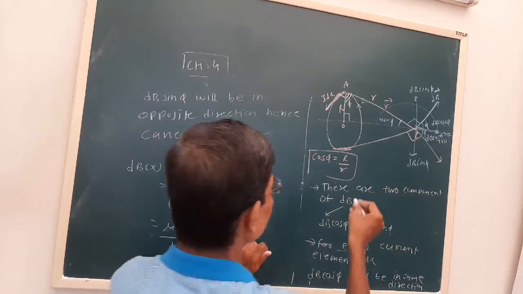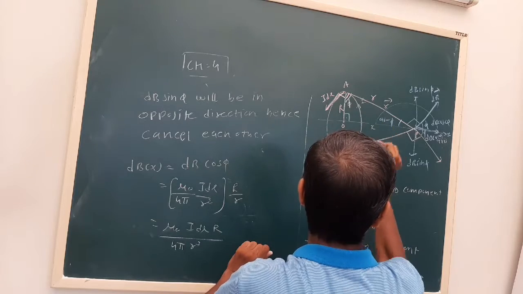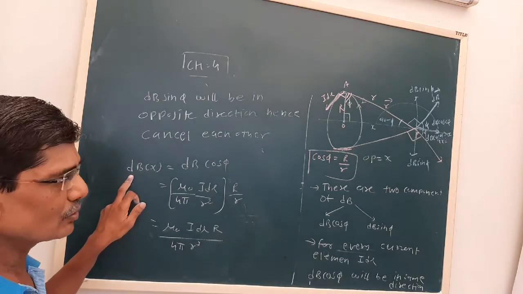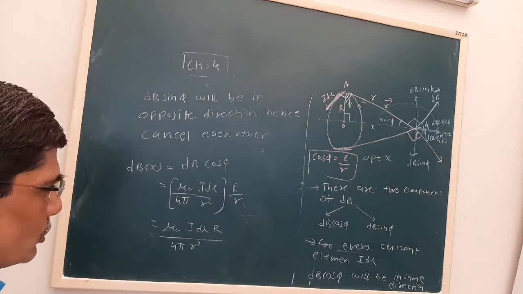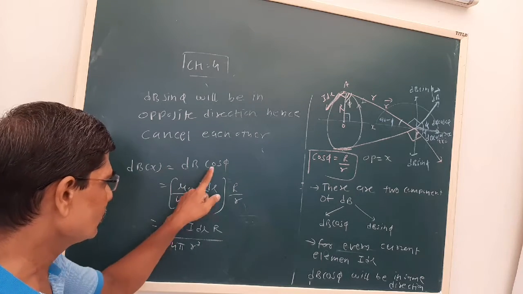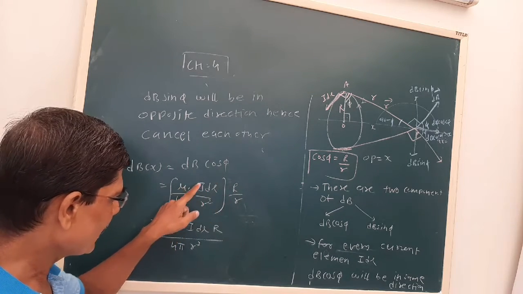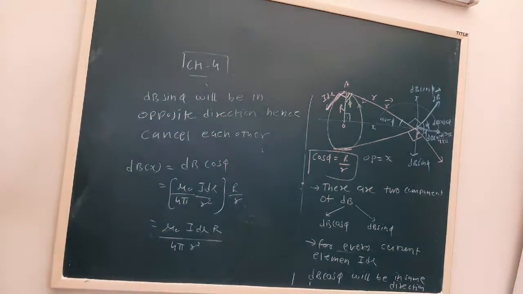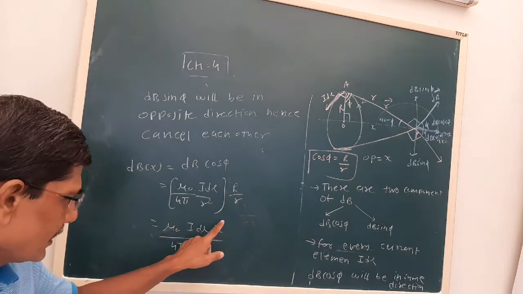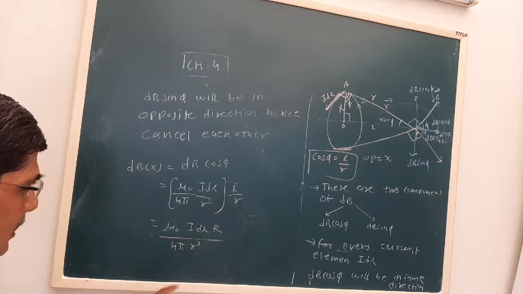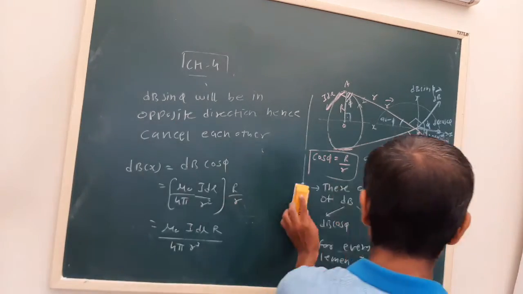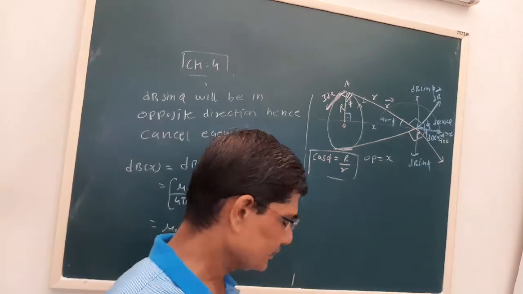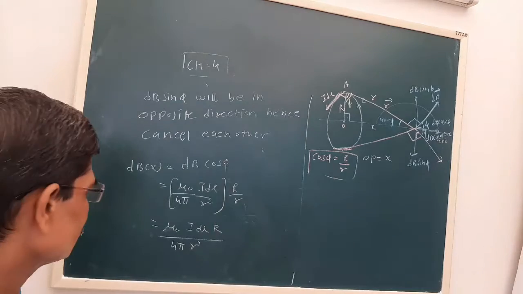Now let us say this OP is the distance on the axis. OP we take as x. Now the component of the magnetic field due to current element IDL is dBx is dB cos phi, that is mu 0 upon 4 pi IDL upon r square. The cos phi is r upon r, that is from the geometry of the figure. So this has become mu 0 IDL r upon 4 pi r square into r. Now this is the magnetic field due to current element IDL.